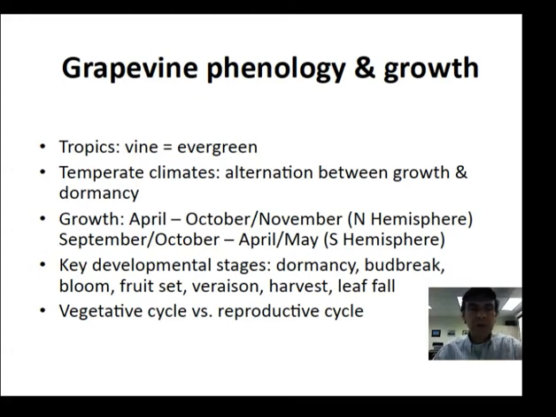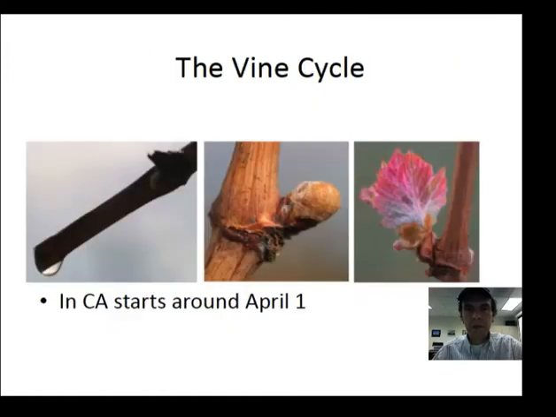We also would like to distinguish between vegetative cycle versus reproductive cycle. Vegetative cycle refers to all the green tissue growth, and reproductive is just related to the berries.